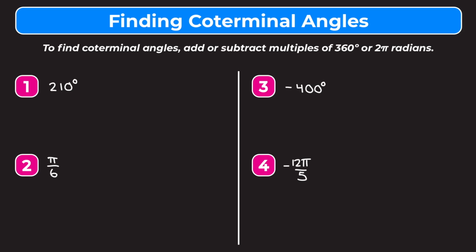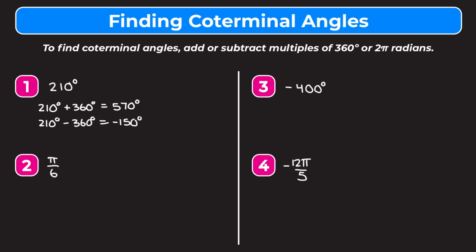So let's jump into example 1, which is 210 degrees. To find a positive coterminal angle to 210 degrees, we are just going to add 360 degrees. 210 plus 360 is going to give us an angle of 570 degrees. If we want to find a negative coterminal angle, we can subtract 360 degrees. 210 minus 360 is going to give us negative 150 degrees. So one answer is 570 degrees and negative 150 degrees.